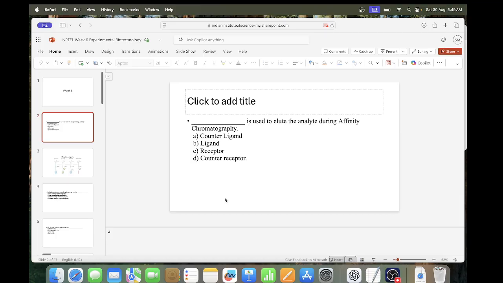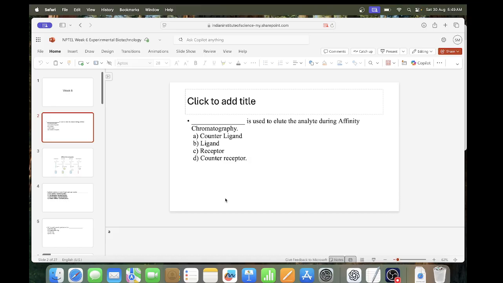Now the thing with affinity chromatography is, first we have a support or the matrix where we have something embedded. Like in nickel NTA chromatography, we have these nickel containing resins. Now our proteins containing histidine tag will bind to it. Now the question is, how do we elute this? So to elute this, we need something that binds even stronger than our protein of interest.